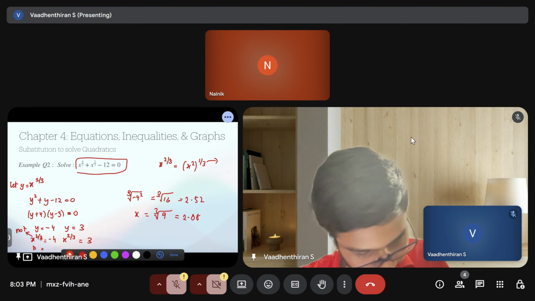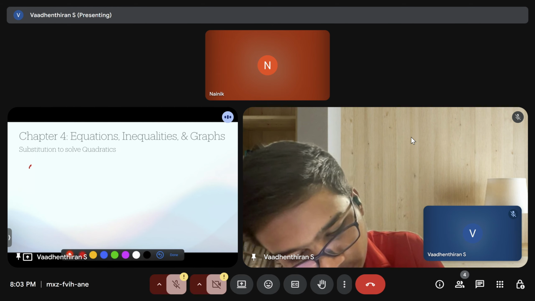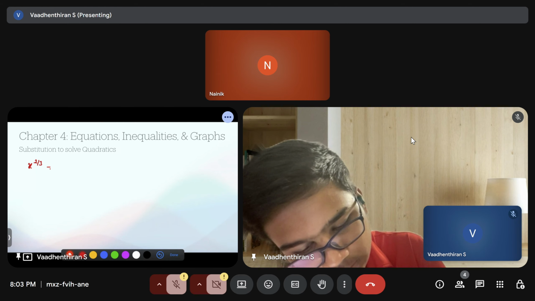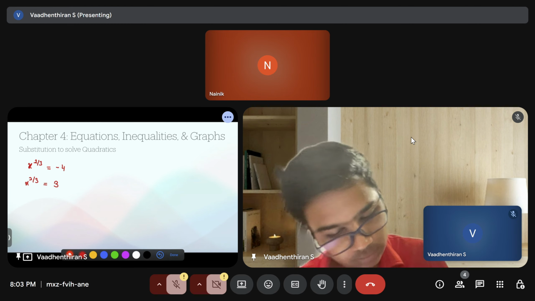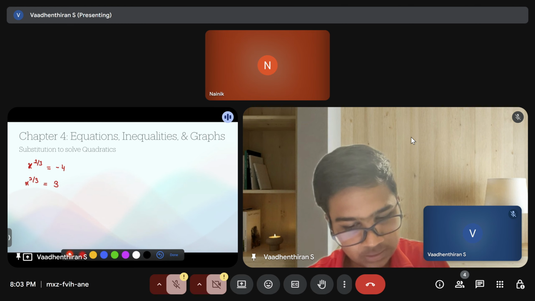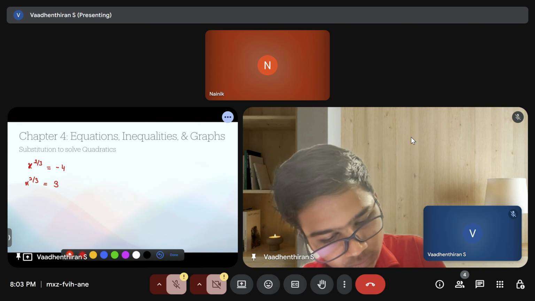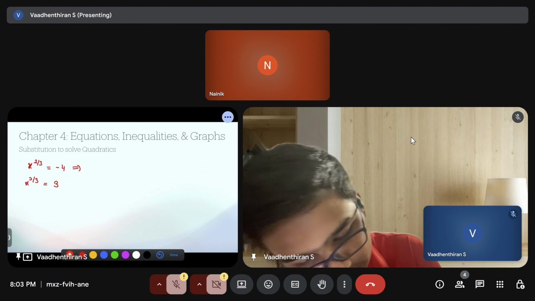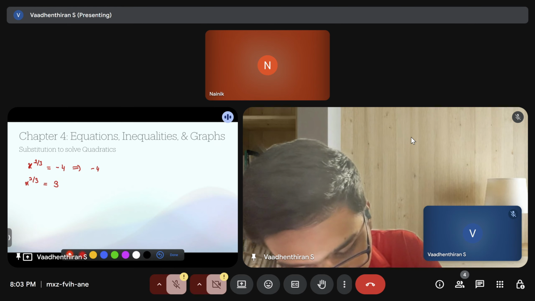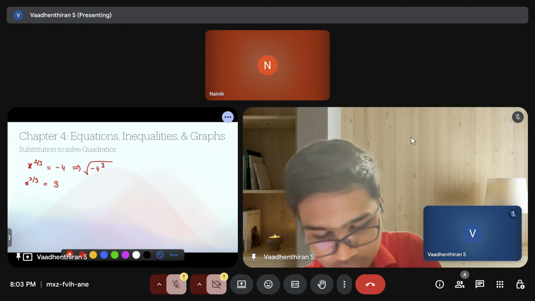Well, let me just erase this. It's a little messy. One second. Okay, so what we got: x^(2/3) equals -4 and x^(2/3) equals 3, right? So these were the values we got from the answer. So then what you do, okay, wait, I think you're correct. Sorry, the 3 should be on the top, so it should be the exponent and then square root. Sorry, that's why it was invalid.